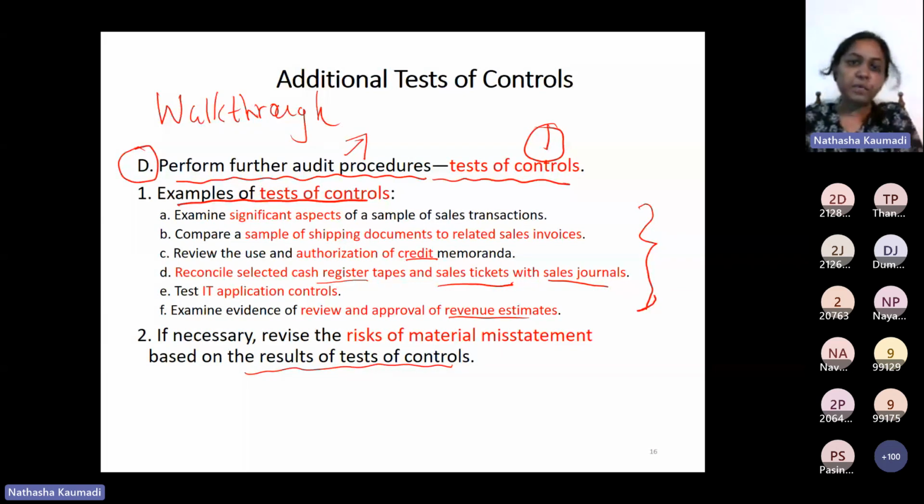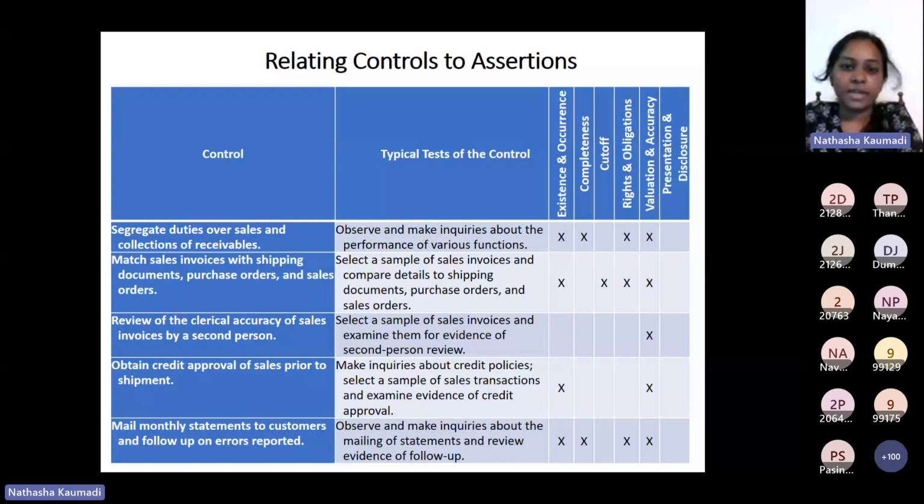Okay, we are going to talk about controls. What are the controls related to revenue and trade receivables? And then what are the typical tests of controls? Now, make sure you differentiate these two. Controls are there in the organization. A control can be that we are approving all the credit limits for each and every customer before we go ahead with the transaction, shipping the goods. We are checking the credit limits. That is the control placed by the organization.